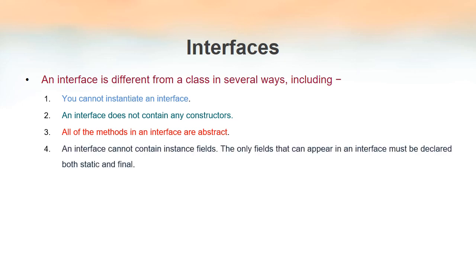The fourth difference is that an interface cannot contain instance fields. That means we cannot declare simple variables in an interface. If we want to declare variables in an interface, they must be static or final.